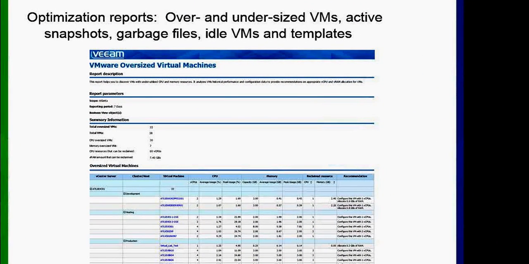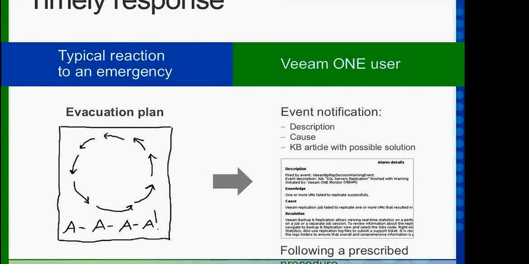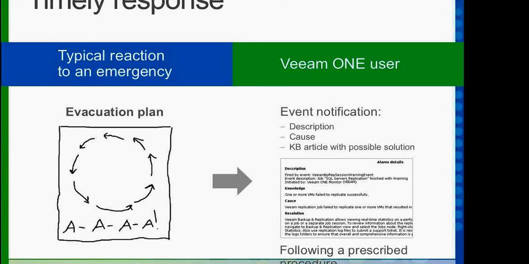As an additional VMware feature, you get optimization reports wherein you can have information about over and undersized virtual machines, active snapshots, garbage files, idle virtual machines, and templates. Under oversized virtual machines, as you can see, these reports help you to discover virtual machines with undersized CPU and memory resources. It tells you this information so you can probably make some changes and tweaks for your virtual infrastructure and ensure you have a proper setup running for everyday backup.